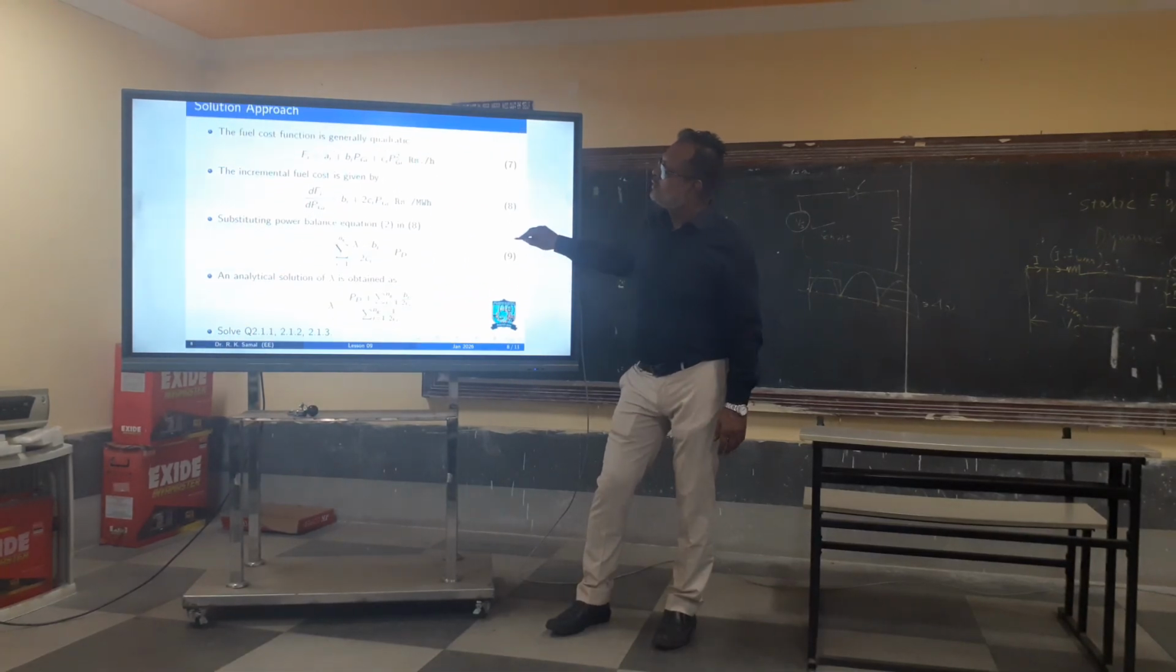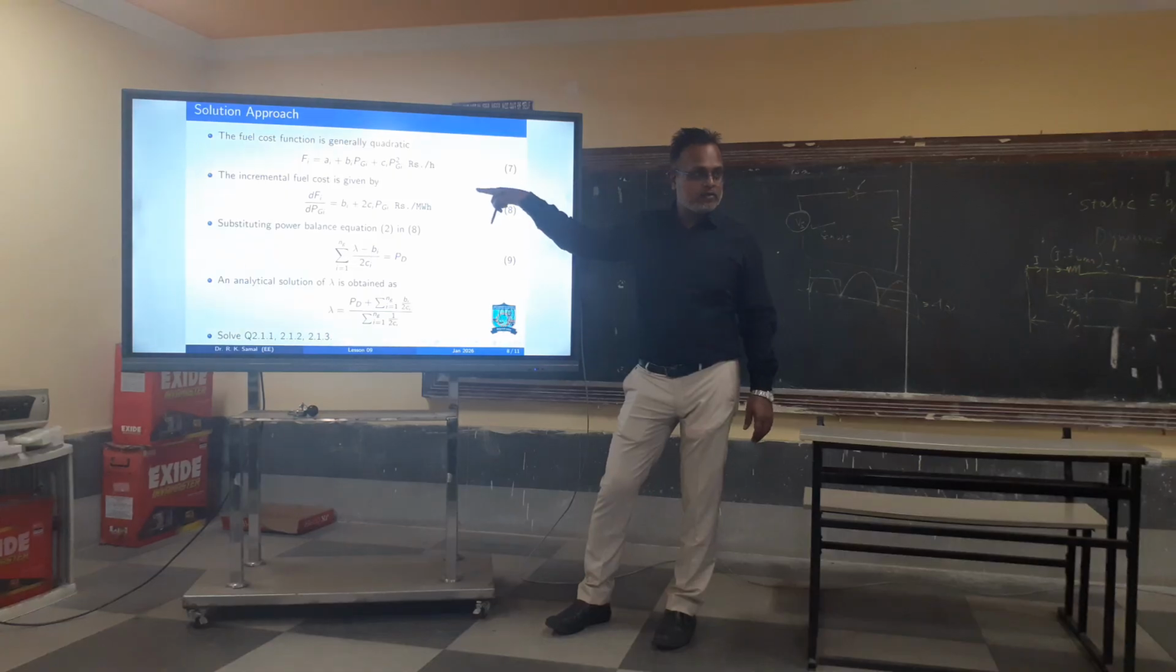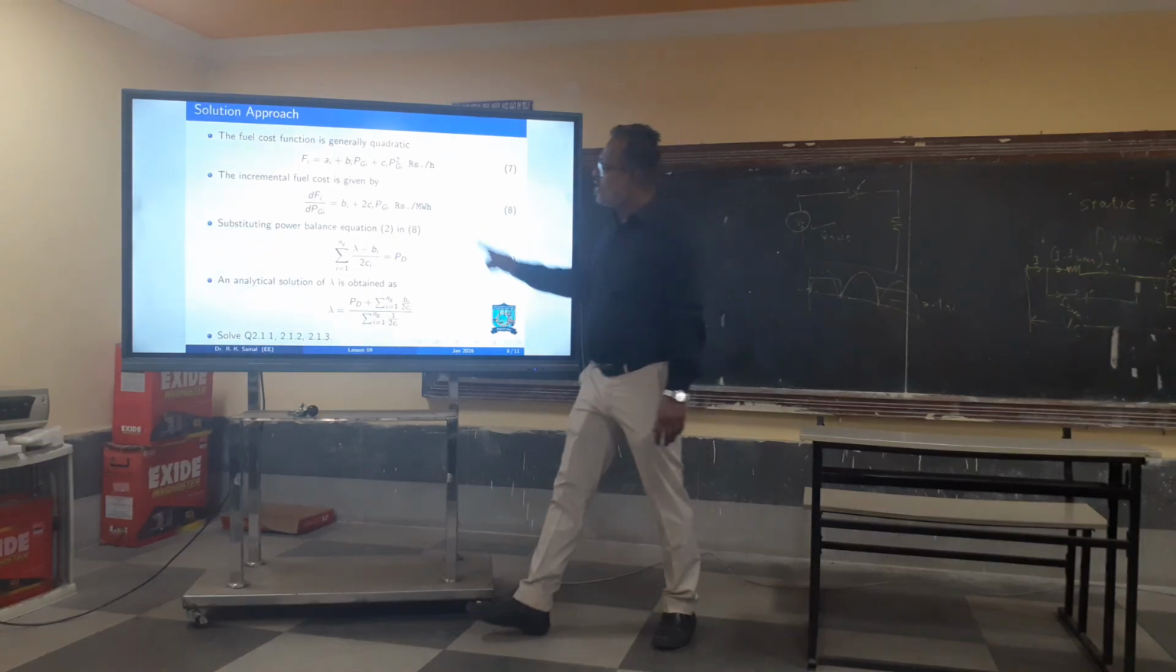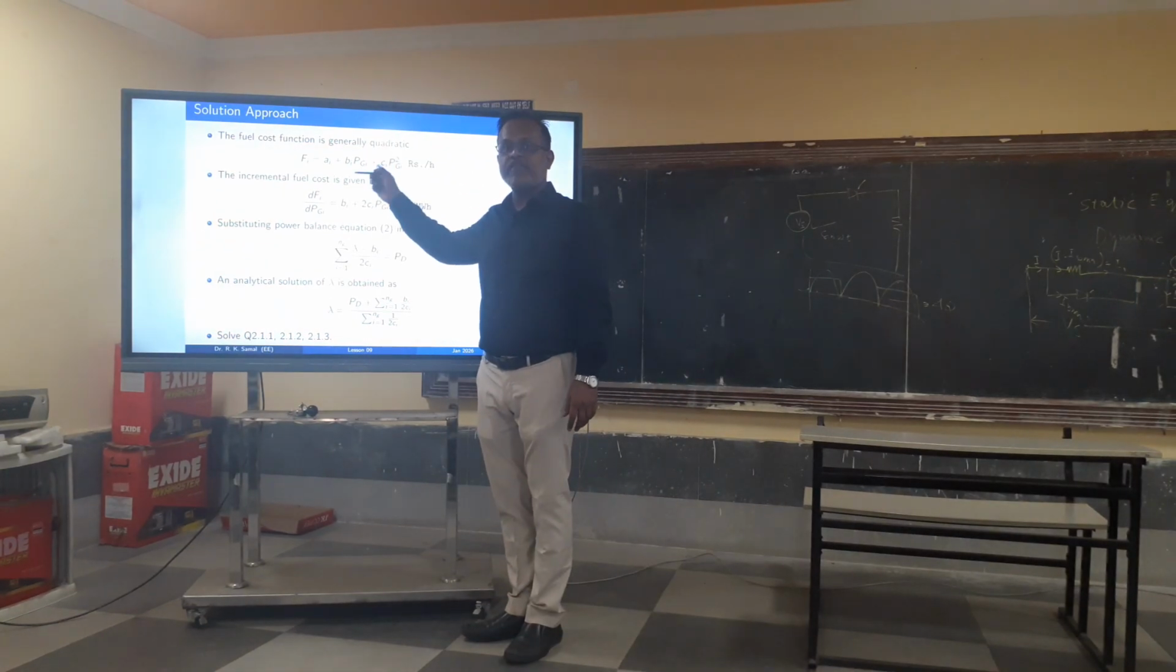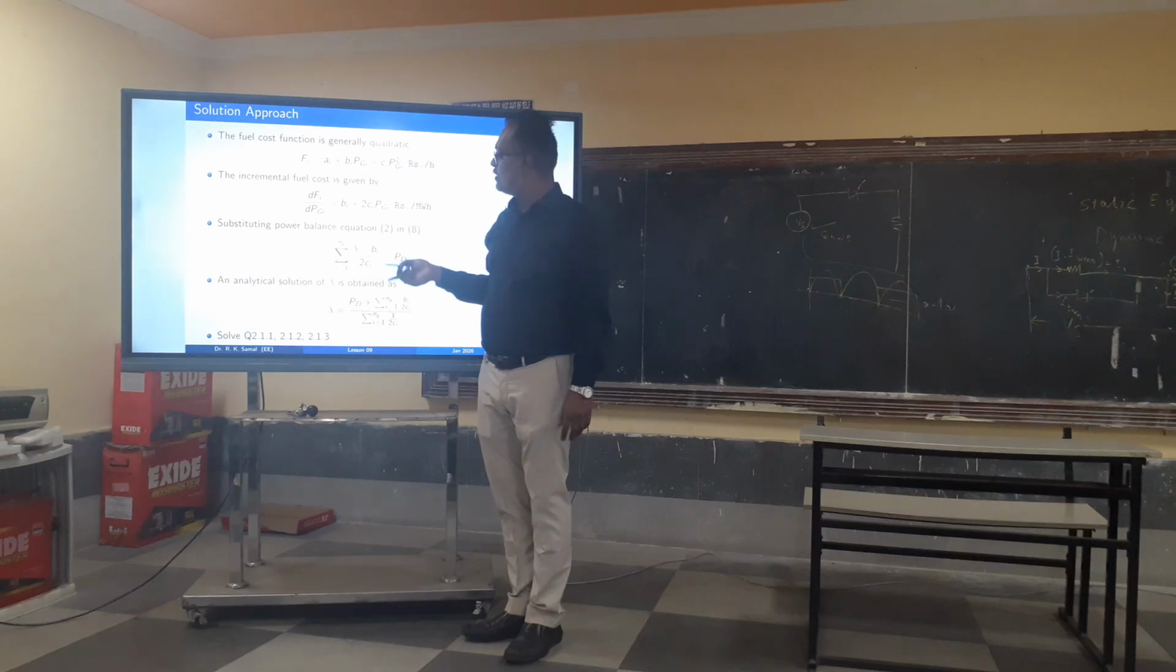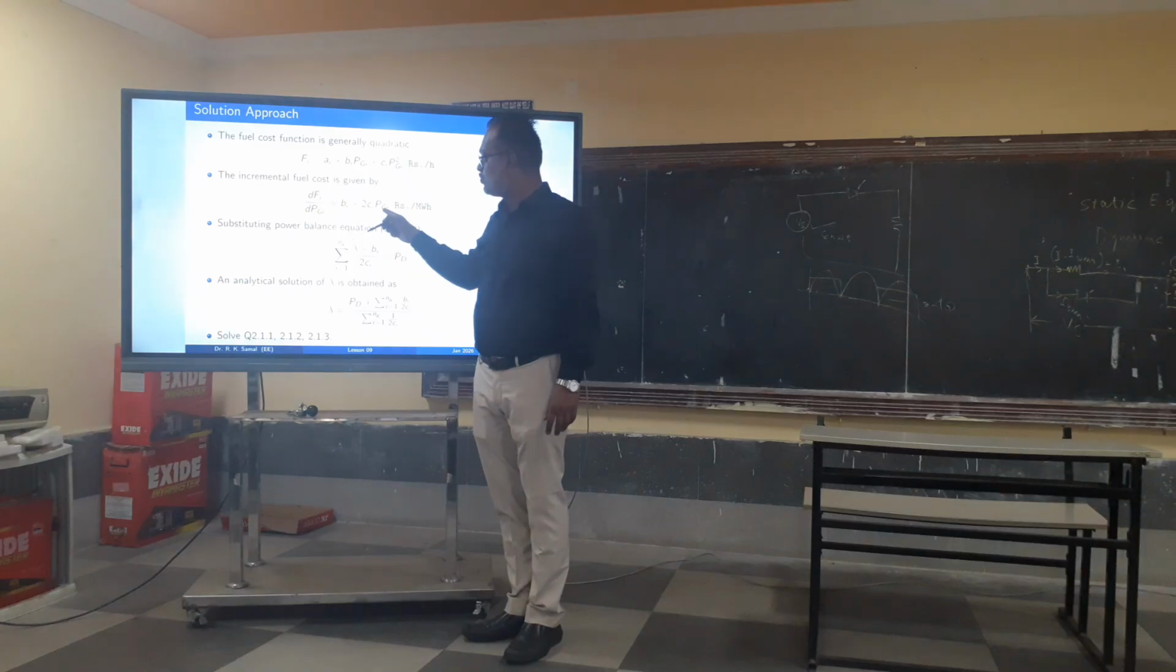Now we will apply that to the economic dispatch problem. So we have decided to use the quadratic approximation for the fuel cost, which is Ai plus Bi PGi plus Ci PGi square. Incremental cost is given by differentiating that: Bi plus 2Ci PGi rupees per megawatt hour.